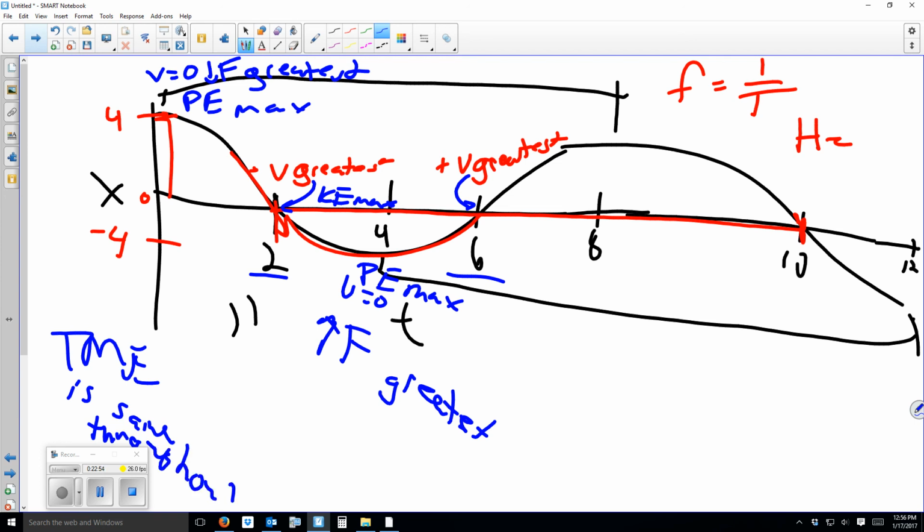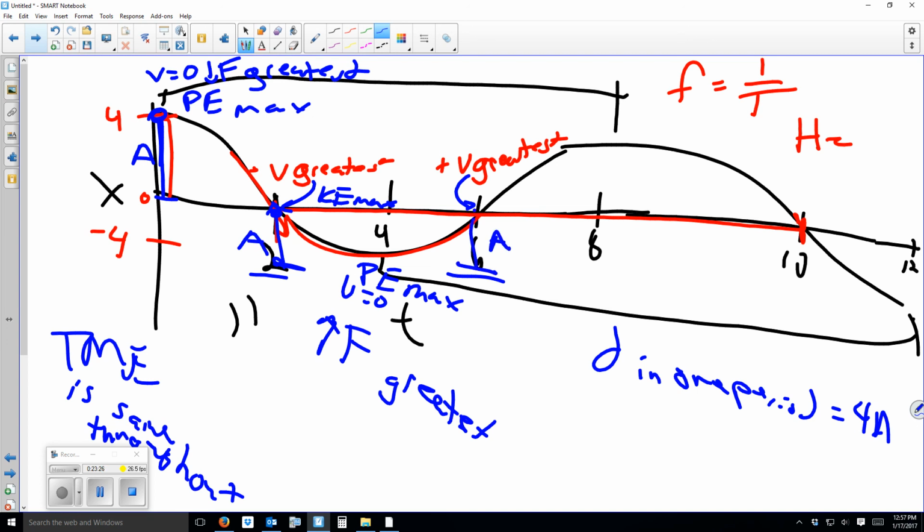Remember that the distance traveled in one period is equal to 4 times the amplitude. From this point at the beginning to the equilibrium, we went a distance of an amplitude. Then again, from here down to the bottom, we went another amplitude. From the bottom up, that's another amplitude. And from the equilibrium to the peak, that is a 4th amplitude. That is true of every single one of these, whether it starts at the equilibrium, starts at the bottom, or starts at the top.